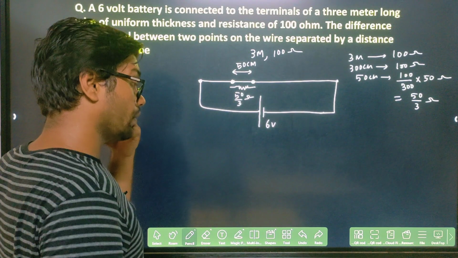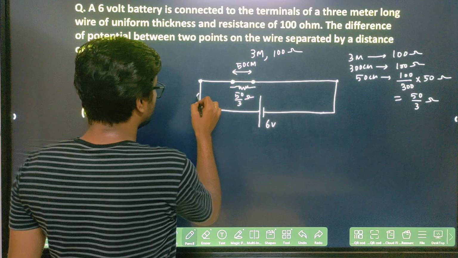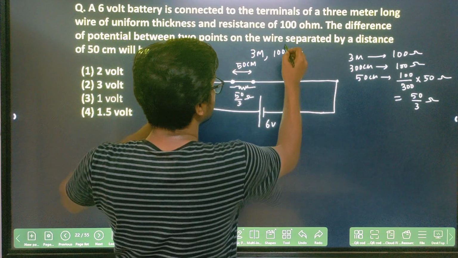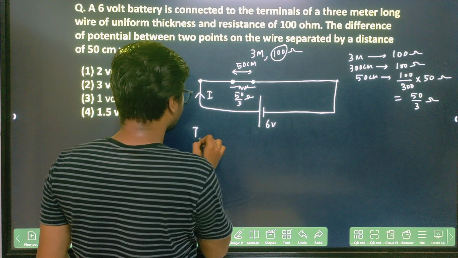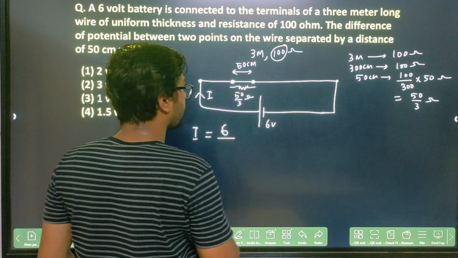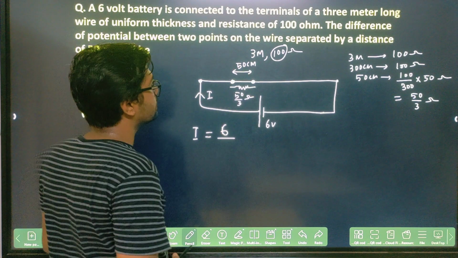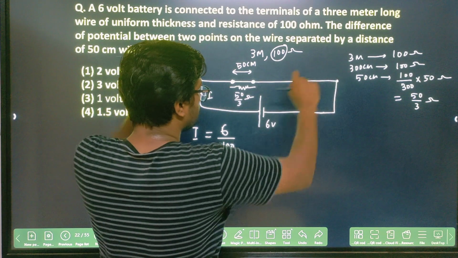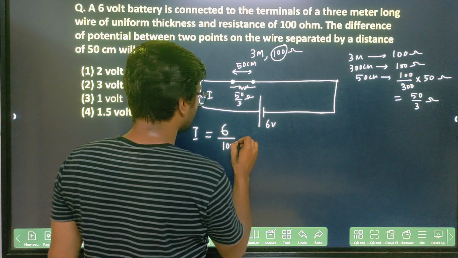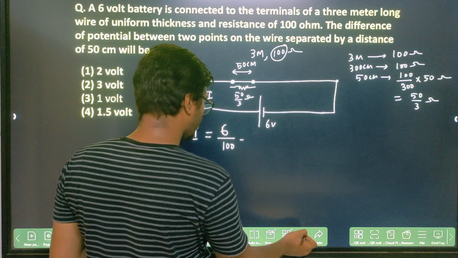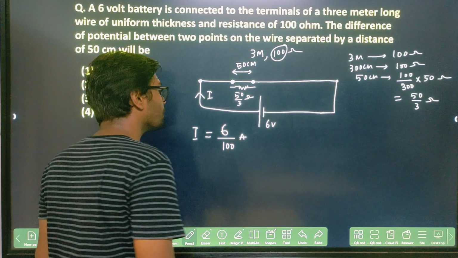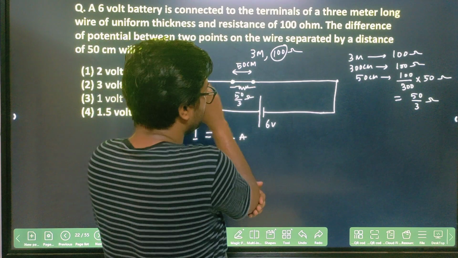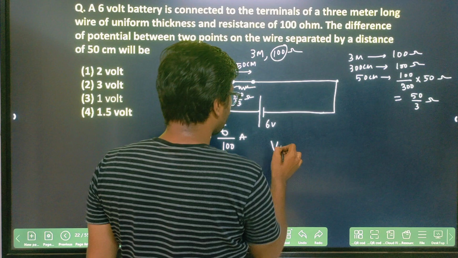Clear? Now can you find out how much current will flow through this? You will tell that this long wire has a resistance of 100 ohm. So the current here will be 6 divided by 100 ohm. Right? This is the big resistor here, 100 ohm. So the current will be the same everywhere. So this will be 6 divided by 100, sorry, ampere. Right? This much current will flow in it. Now you have to find out the potential drop here. You can find it out. So potential drop V I am writing.